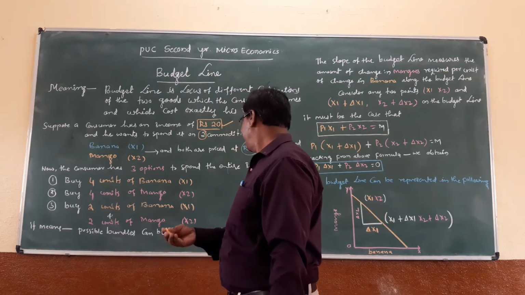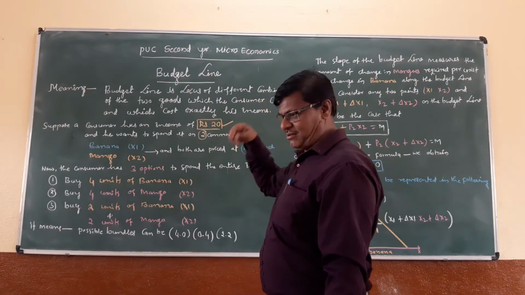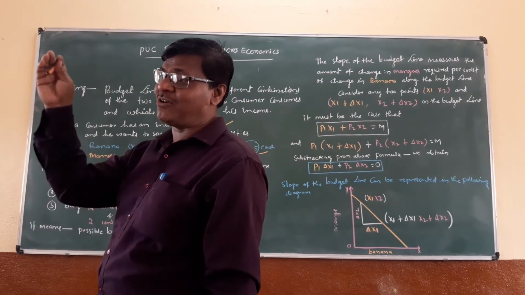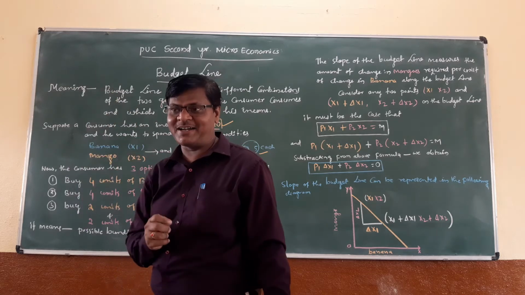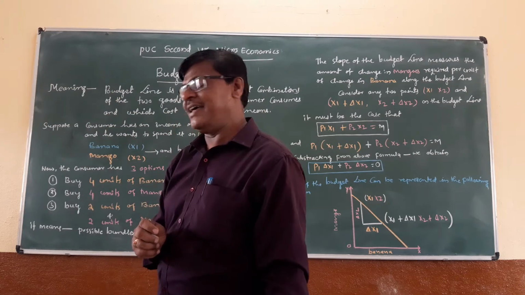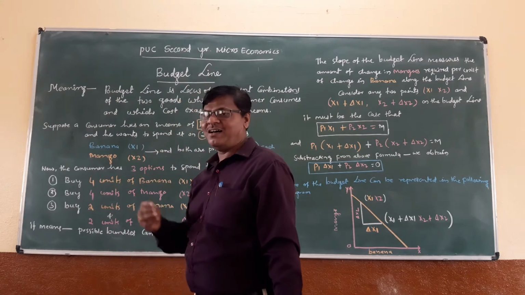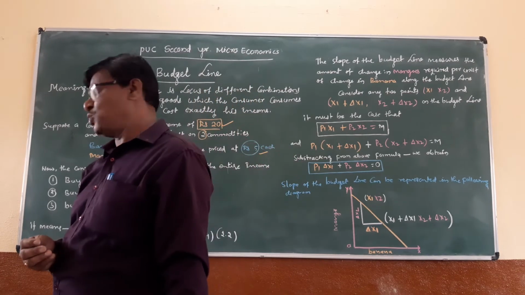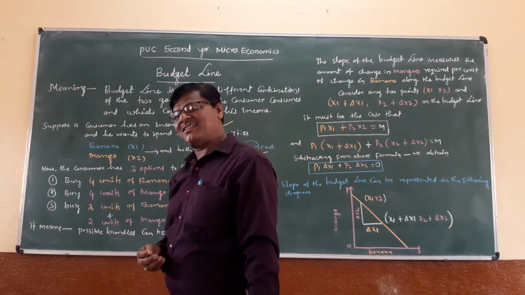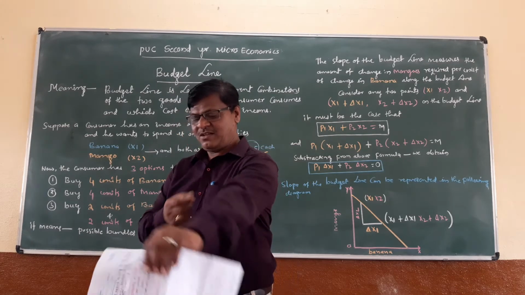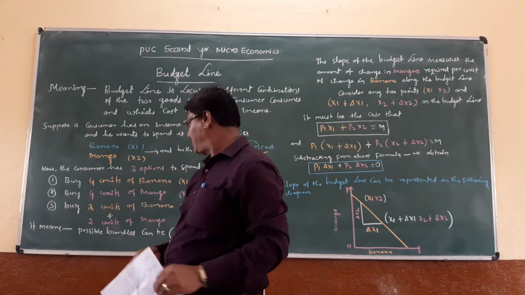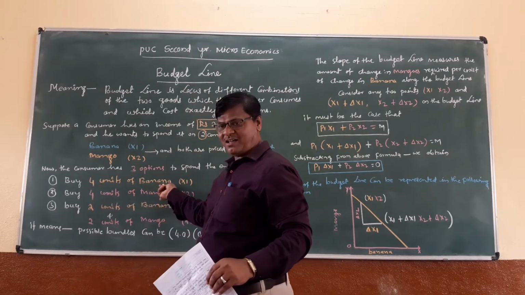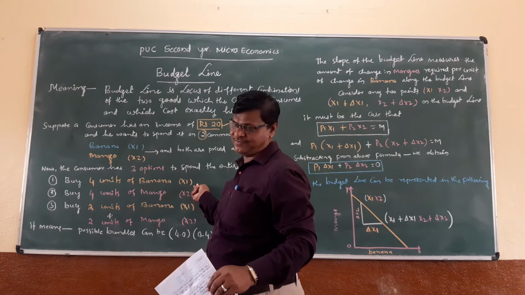To spend the entire income on these two commodities, banana and mango, that is X1 and X2. What are these three options? One option is to buy 4 units of banana, let it be X1.